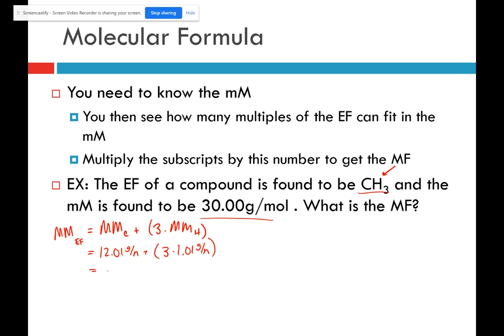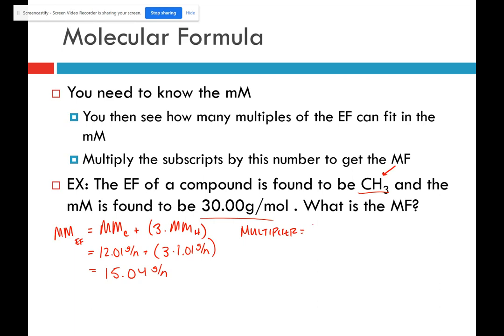So the molar mass of the empirical formula is 15.04 grams per mole. That's how much CH3 weighs. That's our simplest ratio. What we need to figure out is how many times this empirical formula fits into the molecular formula, or essentially what I have to multiply these numbers by to get the true molecular formula. So you have to figure out something called the multiplier.